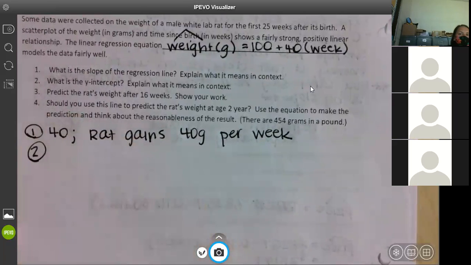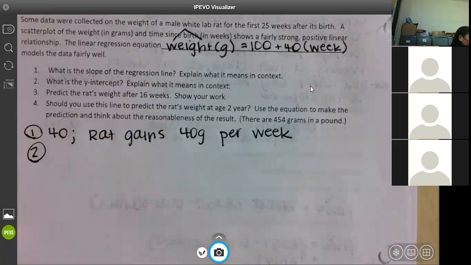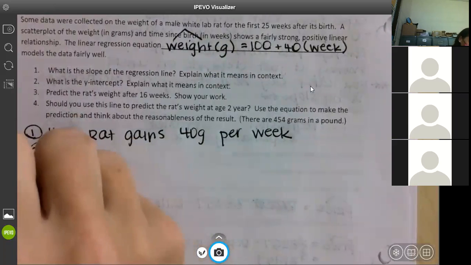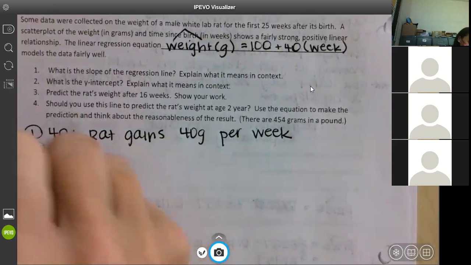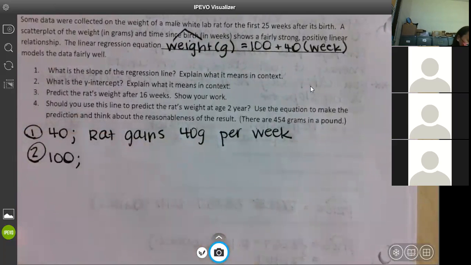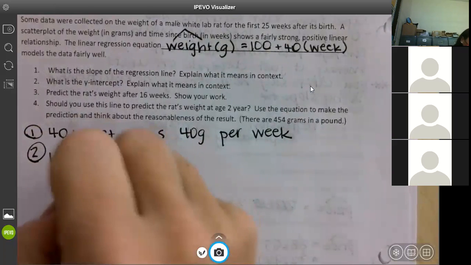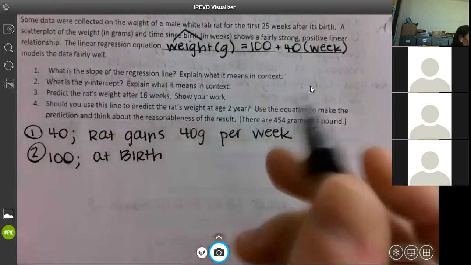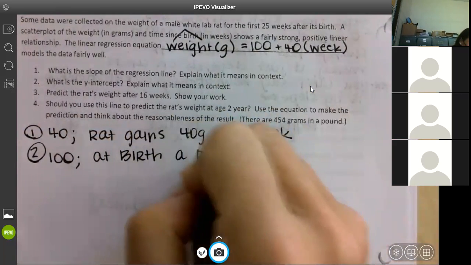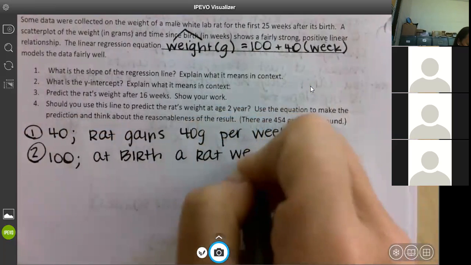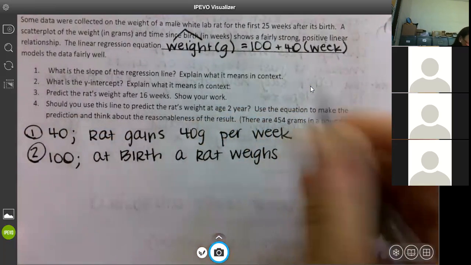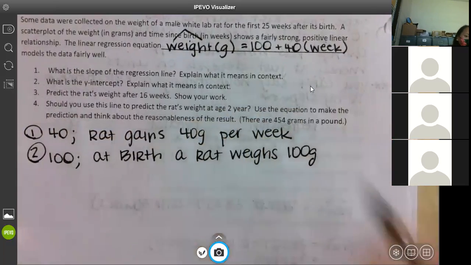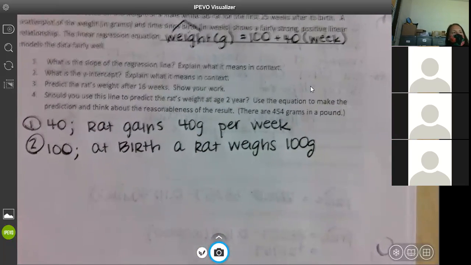What's the y-intercept? Perfect. What does it mean? A newborn rat weighs 100 grams. At birth, what you said is perfectly fine. At birth, a rat weighs 100 grams. You can absolutely say a newborn rat.